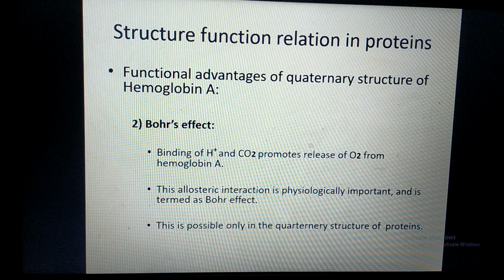So this allosteric interaction is physiologically important and is termed the Bohr effect. Now here, H plus ion and carbon dioxide concentration is more in tissues. So as soon as hemoglobin binds with these, it immediately releases the oxygen to the tissue, and this is possible only in the quaternary structure of protein.